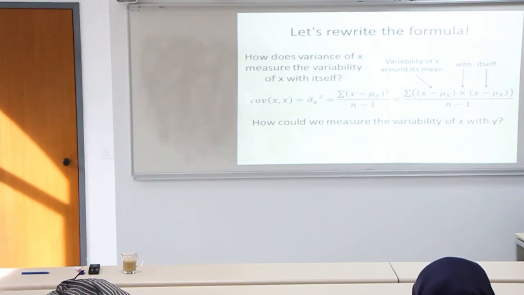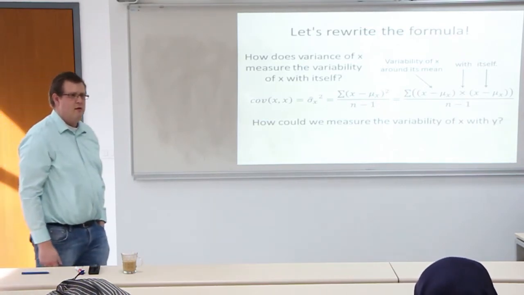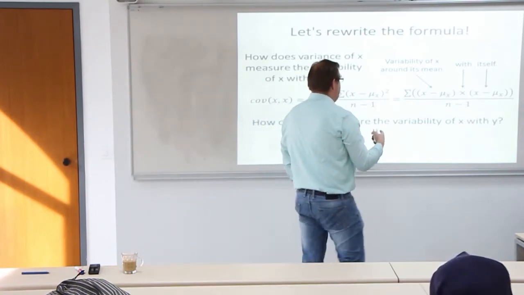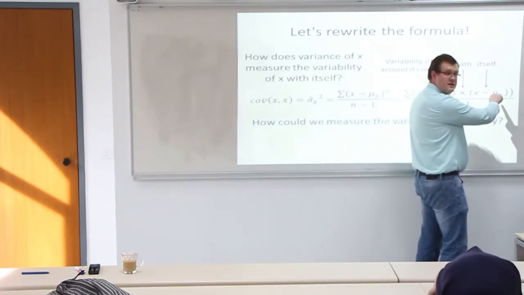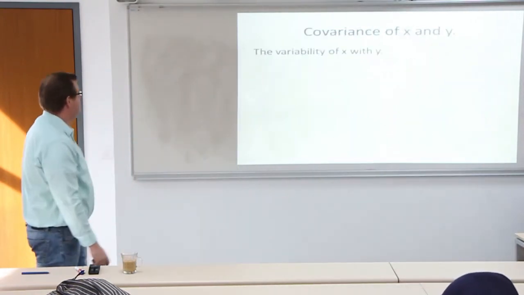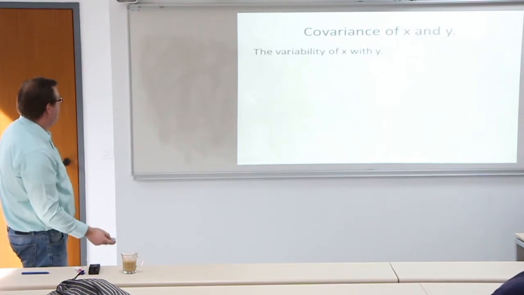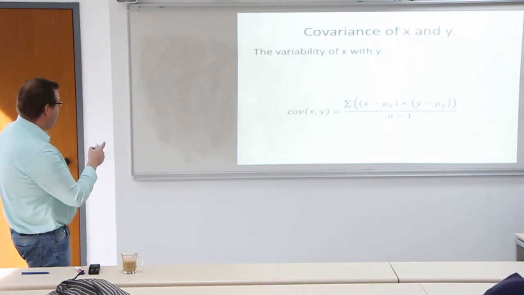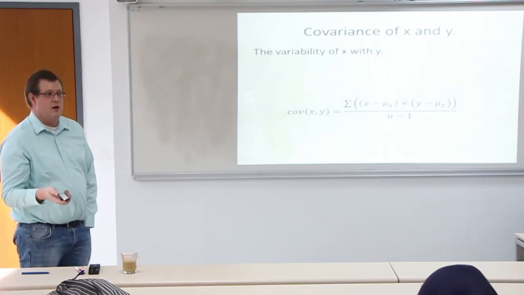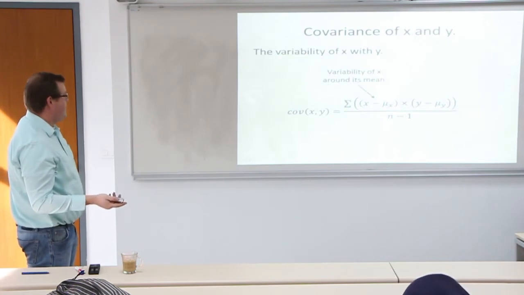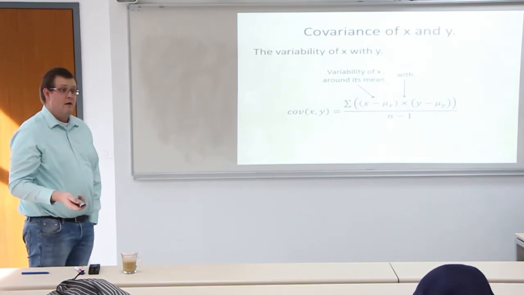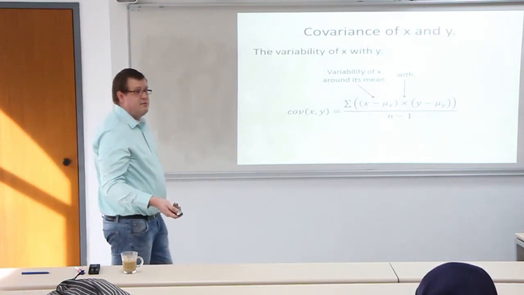So how do we measure the variability of x with y? We will multiply by y minus the mean of y, mu of y. That gives the variability of x with y, the covariance of x and y. So you have the variability of x around its mean with the variability of y around its mean.